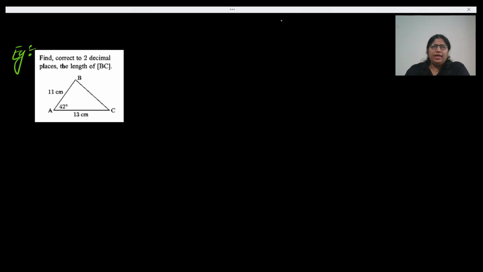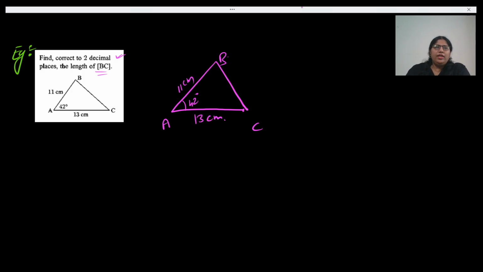Now your first question says: find, to 2 decimal places, the length of BC. So first you observe the triangle. This is the triangle, given as A, B and C. Here 42 degrees is known, and 11 centimeters and 13 centimeters are known. What we need to find out, put a question mark. Now if you observe, A is the included angle between AB and AC, and the opposite side is unknown. So what do you observe here? Two sides and the included angle.